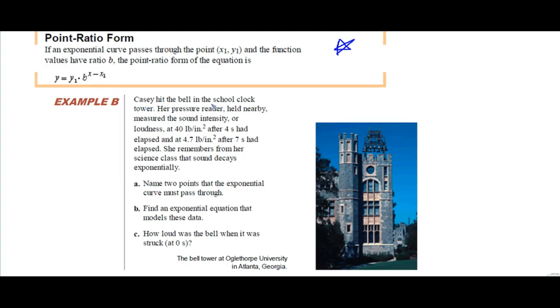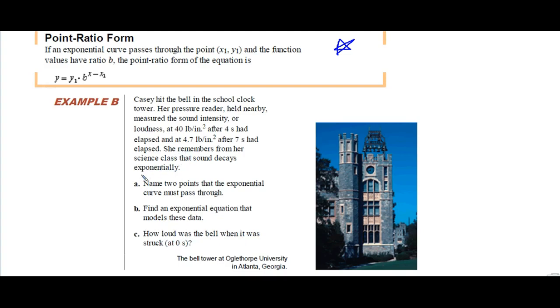Casey hit the bell in the school clock tower. Her pressure reader, held nearby, measured the sound intensity, or loudness, at 40 pounds per square inch after 4 seconds had elapsed, and 4.7 pounds per square inch after 7 seconds had elapsed. She remembered from her science class that the sound decays exponentially. Name 2 points that the exponential curve must pass through, find an exponential equation that models the data, and how loud will the bell be when it was struck at 0 seconds.